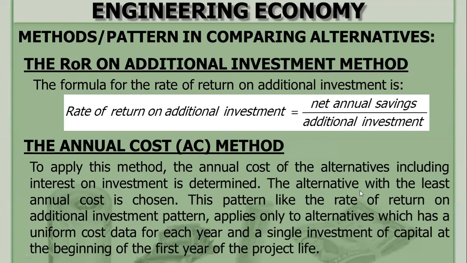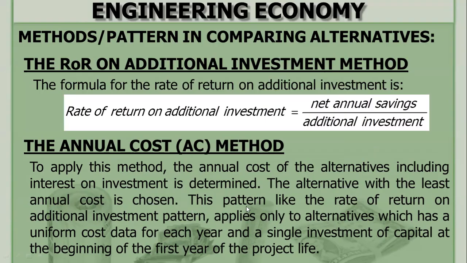Okay. So, in comparing alternatives, we will be comparing costs and not income. So, ang revenue is not considered direct in comparing alternatives. Cost ang mina-compare. So, the alternative with the least annual cost is chosen. Remember, the alternative with the least annual cost is chosen.